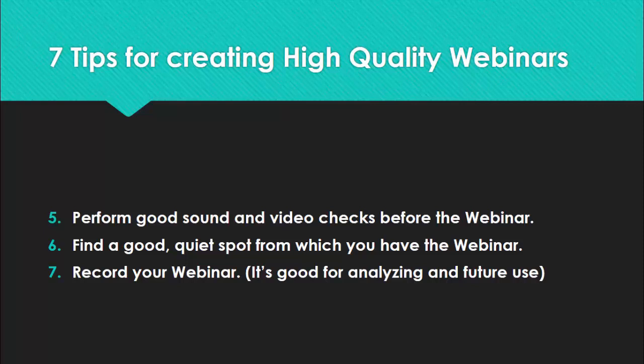The sixth tip would be to find a good quiet spot from which you have the webinar. For example, a very good room where you can talk, where nobody will disturb you. That would be a very, very good idea. Somewhere where the sound doesn't have echo or things like that. But the most important thing is for other people not to interrupt or disturb you, or someone to pass behind your back and his phone to start ringing. Things like that. So you need to find a good quiet spot.